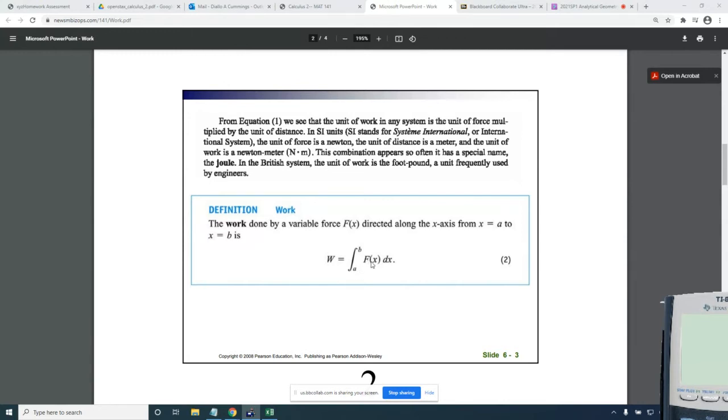When we're dealing with springs and when we're dealing with work, we must use Hooke's law to find the force. If we're not dealing with springs, we can simply take whatever function we're given and integrate it on the interval from a to b. Okay, so here's what I mean by that.